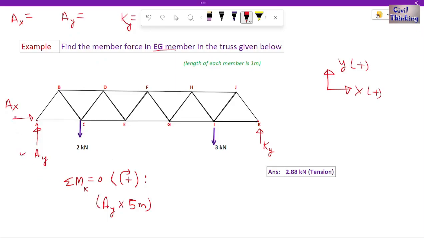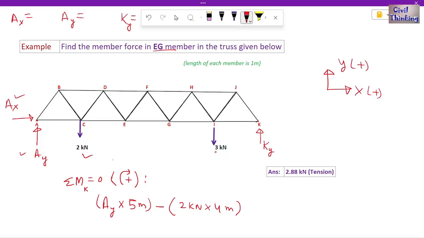Now the line of action of AX is passing through K, so the moment of AX about K is going to be 0. Then we have this 2 kilonewton, which is going to exert an anti-clockwise moment, right? So it is negative 2 kilonewton multiplied by, how far is 2 kilonewton normally from K? It is 1, 2, 3, 4, 4 meters, right? So we found the moment due to this.